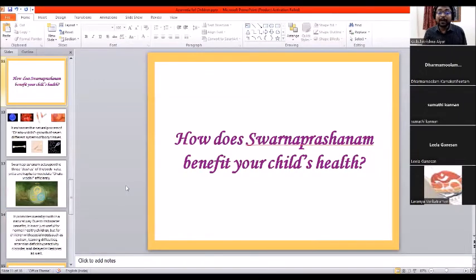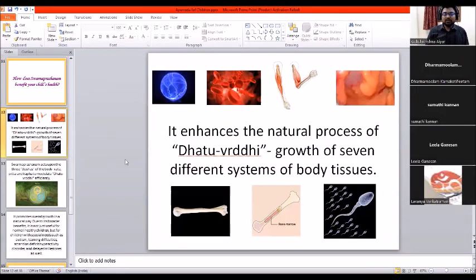So how does Swarnaprashanam benefit a child's health? It enhances the natural process of Dhatu Vriddhi. The word Dhatu means system of body tissues. So the 7 systems of body tissues, it enhances the natural process of their growth. Rasa Dhatu is the first Dhatu that is formed after the food we eat undergoes transformation. Rakta Dhatu is the second. Mamsa Dhatu, the muscles all come under Mamsa Dhatu. Medo Dhatu is the adipose tissue, fat, cholesterol and all that.